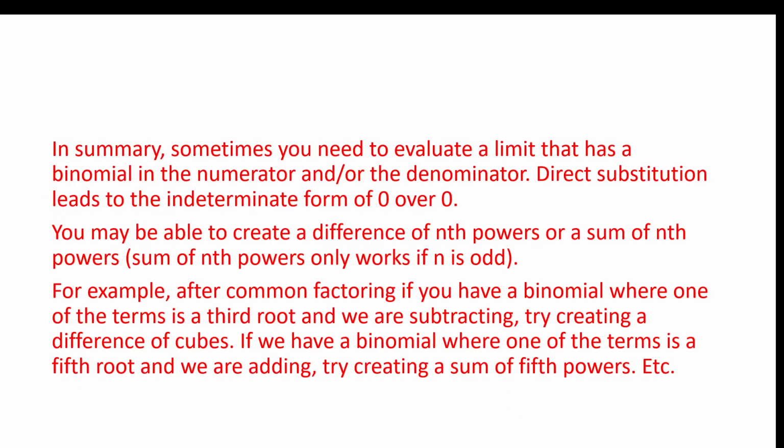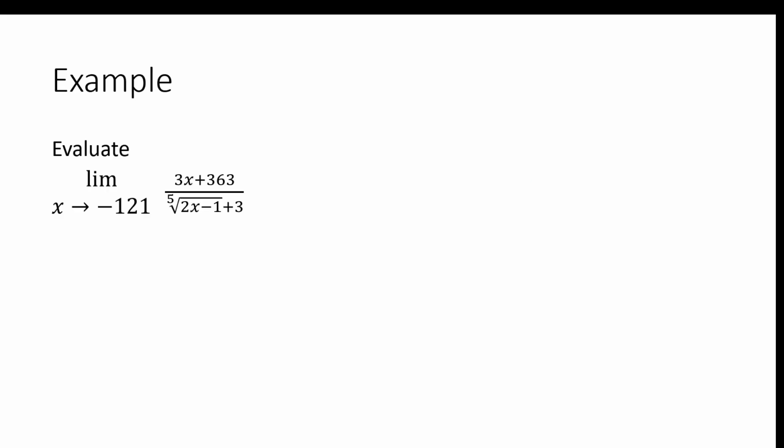In summary, sometimes you need to evaluate a limit that has a binomial in the numerator and or the denominator. Direct substitution leads to the indeterminate form of 0 over 0. You may be able to create a difference of nth powers or a sum of nth powers, but sum of nth powers only works if n is odd. So for example, if after common factoring, if you have a binomial where one of the terms is a third root and we're subtracting, try creating a difference of cubes. If we have a binomial where one of the terms is a fifth root and we're adding, try creating a sum of fifth powers, etc.